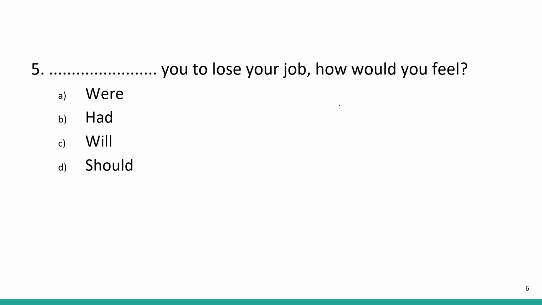Now let us move to the next question. Dash you to lose your job, how would you feel? Now this is an interrogative sentence. Here we have would. It means this is type 2 condition. Therefore here we need verb second form. Were, had, will, should. Will, should cannot come, they are modal. Had requires verb third form always. So here were you. Were you to lose your job, how would you feel? So here our answer will be A.